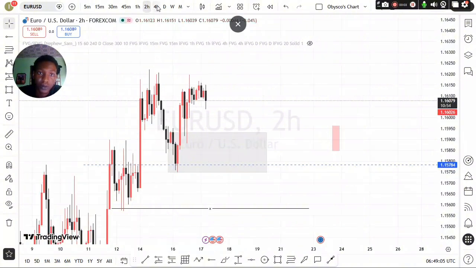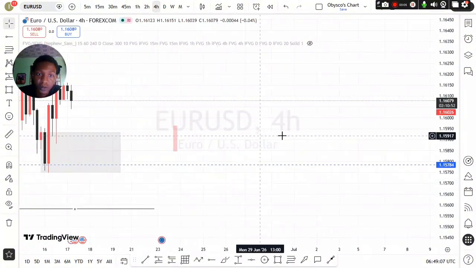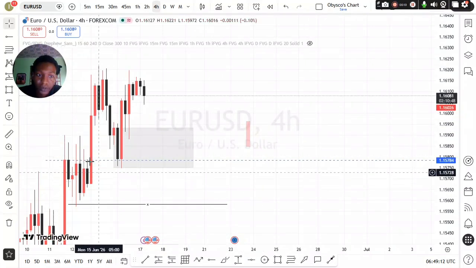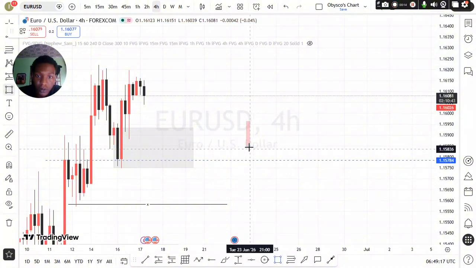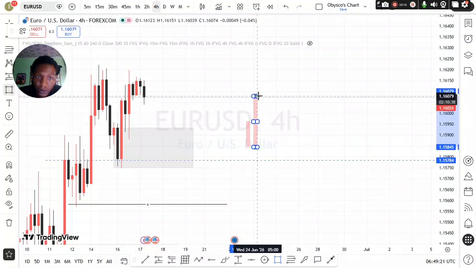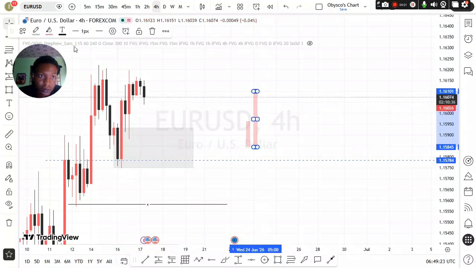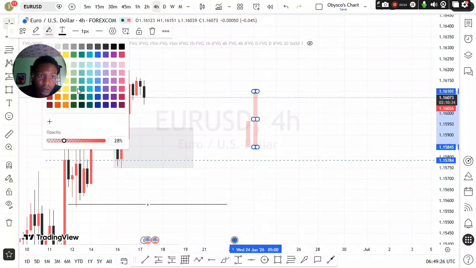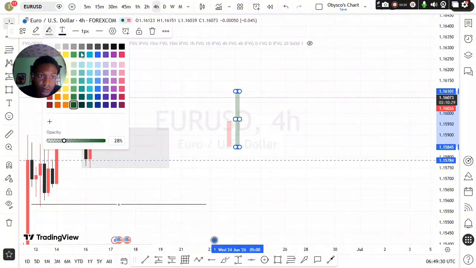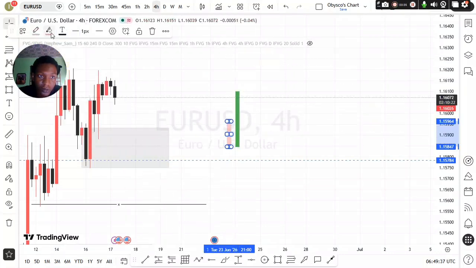And if you check in the 4 hour, what price did here was that there was a strong bearish candle tapping into this key level, and then there was a strong bullish candle that succeeded it. Let me paint that green. Okay, that green is too green. Also increase the opacity. Increase the opacity of this one too.